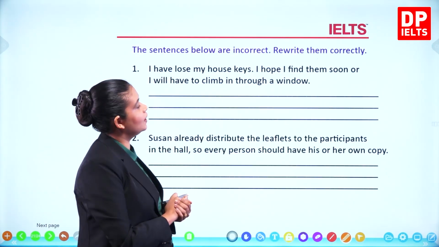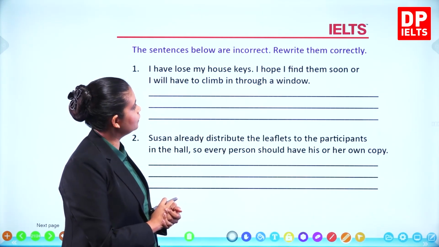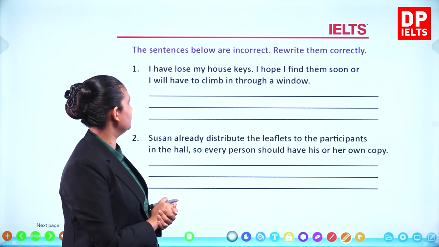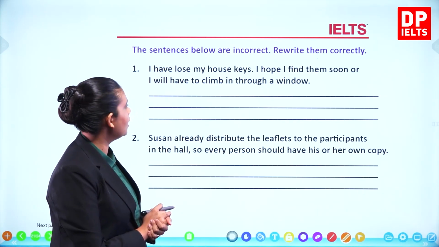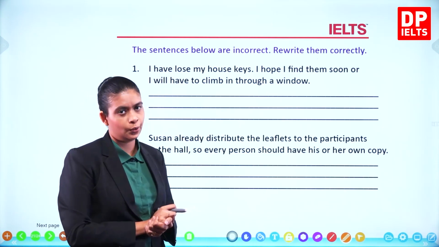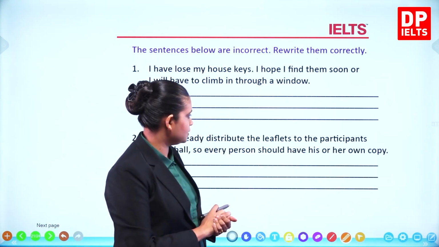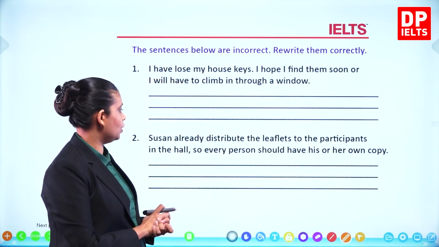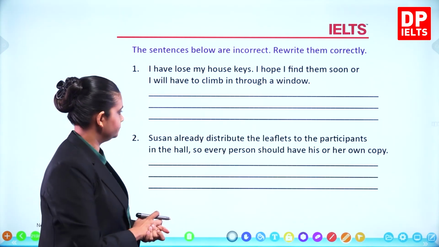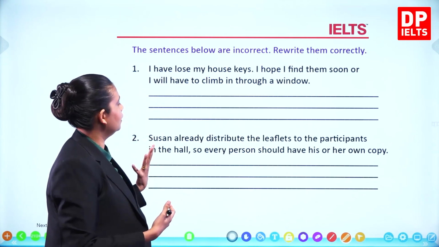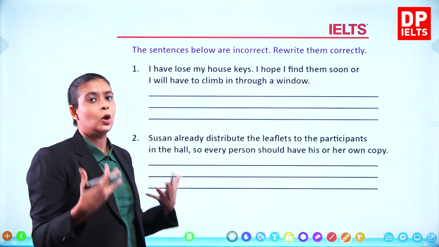This brings us to our last activity. The sentences below are incorrect. Rewrite them correctly. I have lost my keys. I hope I find them soon, or I will have to climb in through a window. Susan already distributed the leaflets to the participants in the hall, so every person should have his or her own copy. So think about it. Right? What is wrong in terms of the form, or is it in terms of the context? Is it wrong?